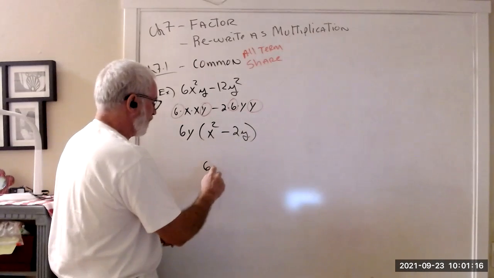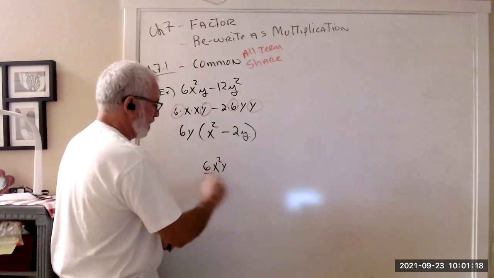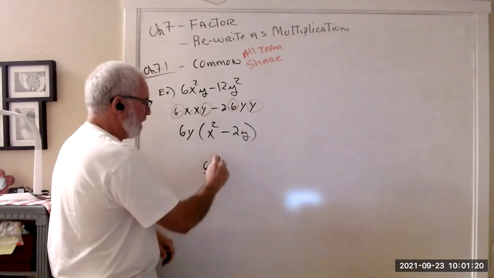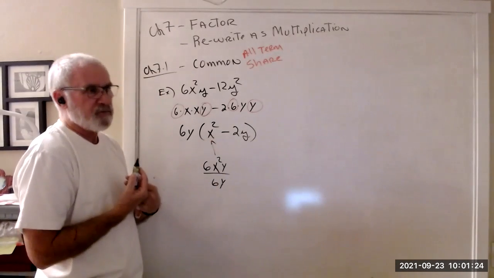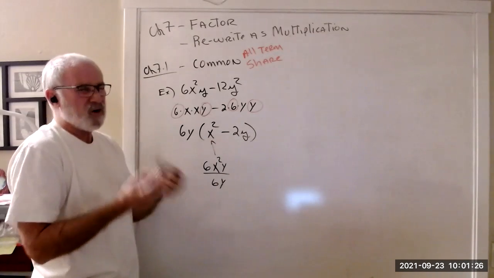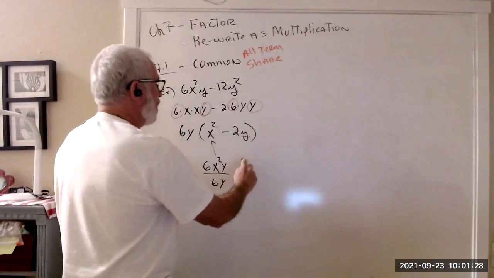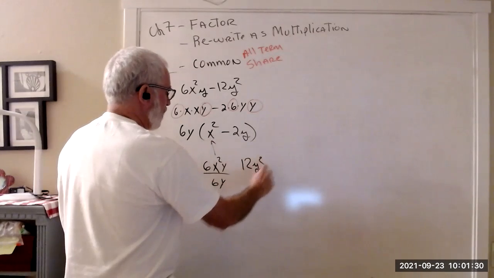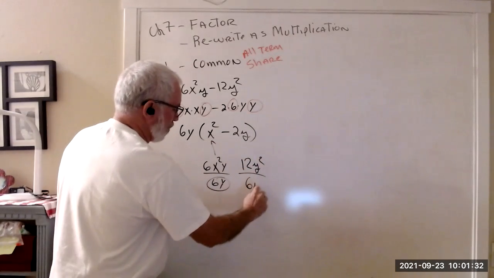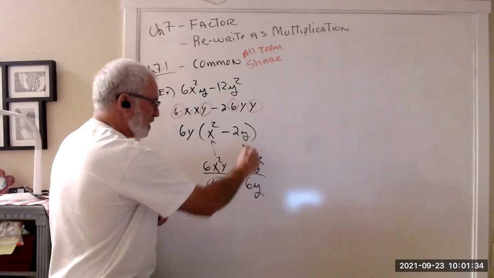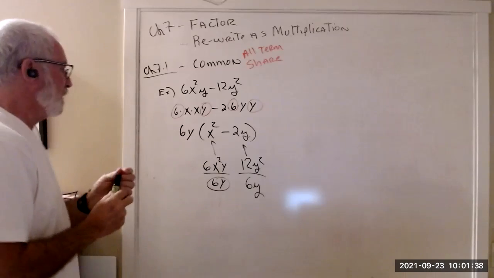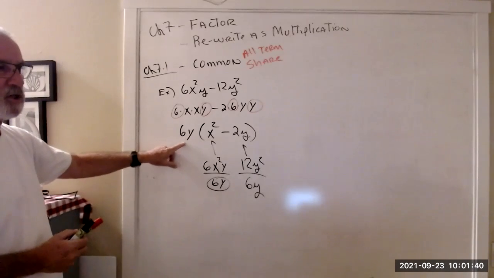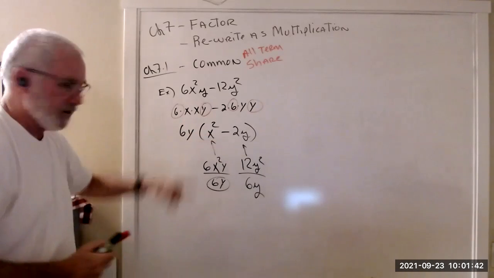Okay, this is what we studied. 6x squared y divided by 6y is that. That's what we're really doing. We're dividing it. We're kind of doing it all in our head. And we're saying 12y squared divided by 6y, and that answer is that. So when we pull out, we're really dividing out a 6y, and this is what's left.